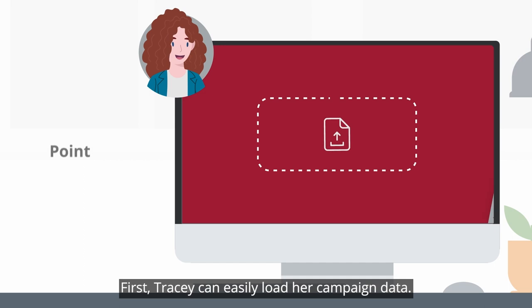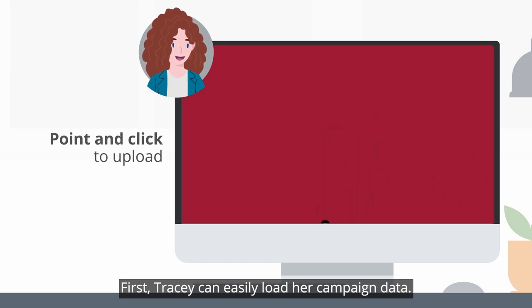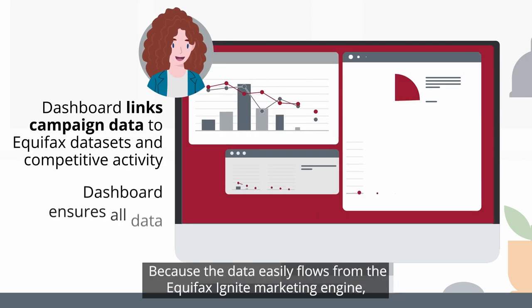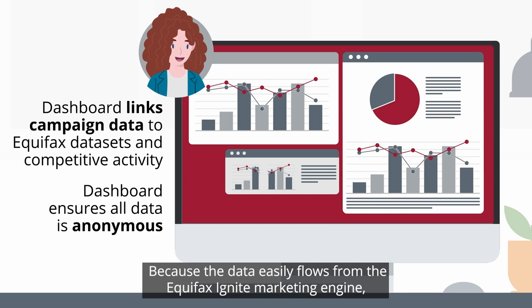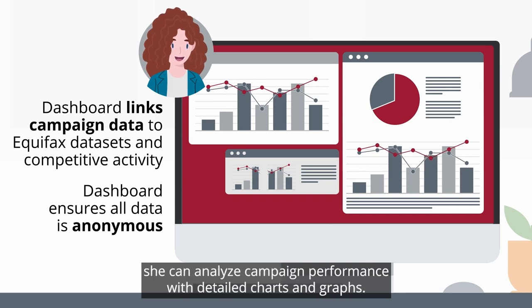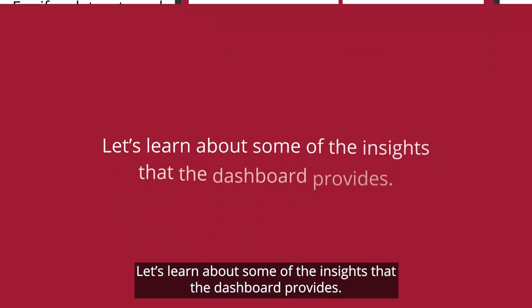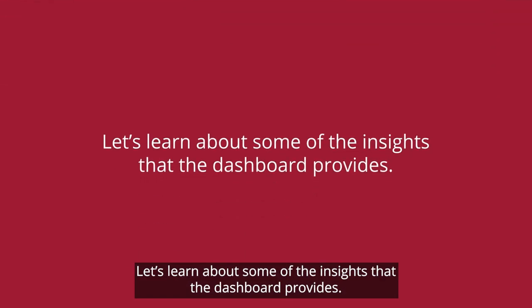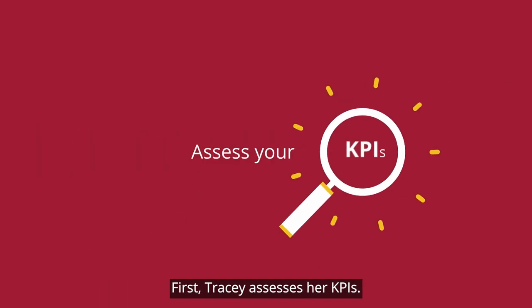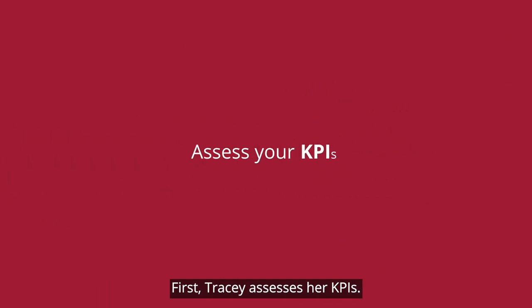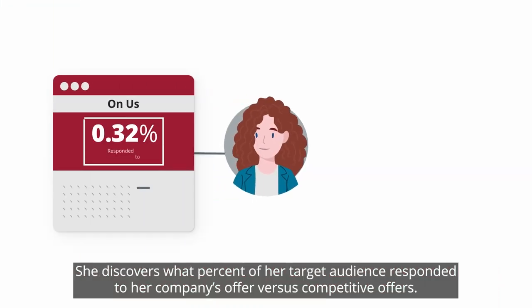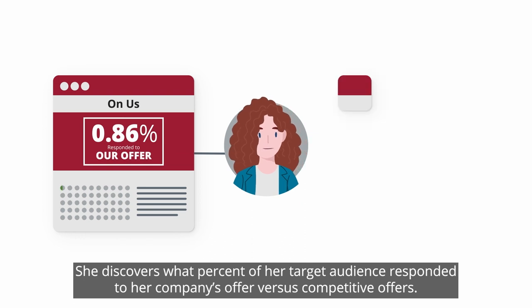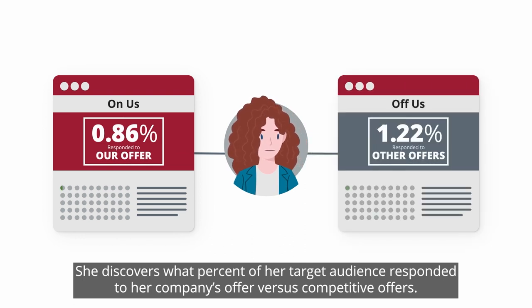First, Tracy can easily load her campaign data. Because the data easily flows from the Equifax Ignite marketing engine, she can analyze campaign performance with detailed charts and graphs. Let's learn about some of the insights that the dashboard provides. First, Tracy assesses her KPIs. She discovers what percent of her target audience responded to her company's offer versus competitive offers.